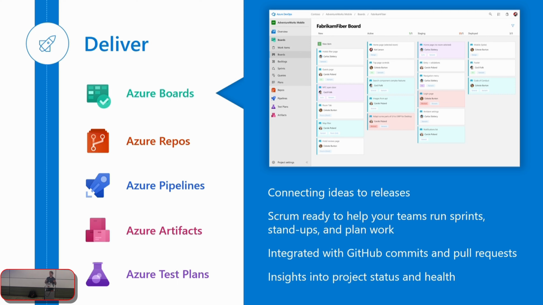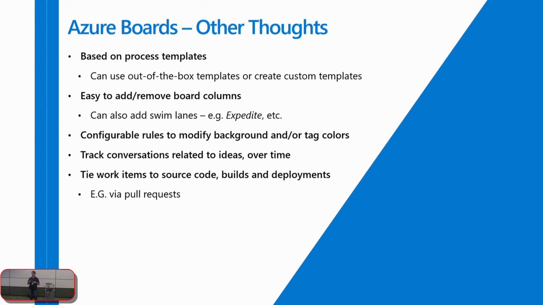The boards are based on process templates. When you create a new project inside of Azure DevOps, say, create Jeff's great project, you can select a process template that matches best with what your company's process or development methodologies are. There are a few out-of-the-box ones, Agile and so on and so forth, but you can also create custom ones if you want to match your company's specific needs. It's easy to configure the boards. You can do some neat things like changing colors and so on and so forth. But again, you can track various things over time related to whatever that idea is that you're tracking in the card.